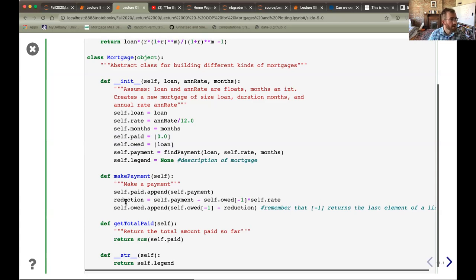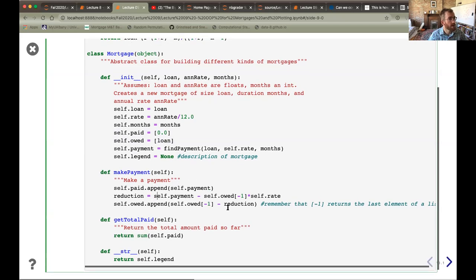And then we figure out how much we've reduced. So what we do is we take self.payment. Again, that was our monthly payment, minus our self.owed, and it looks at the last entry. That's what that -1 does. And then it takes that self.rate, meaning the monthly interest earned on there. Essentially here, we're rederiving the formula. We have our M minus the principal from the last month with its accrued interest. That's exactly this. So this is the amount that was at the last month.